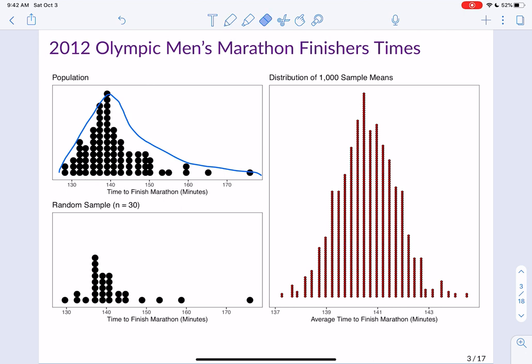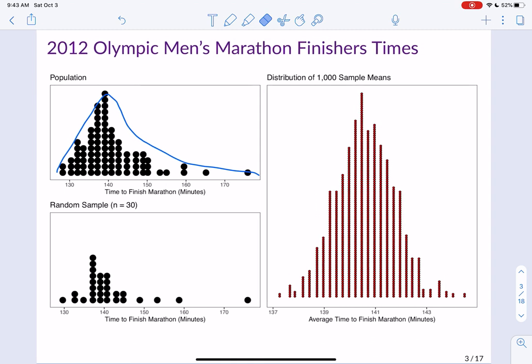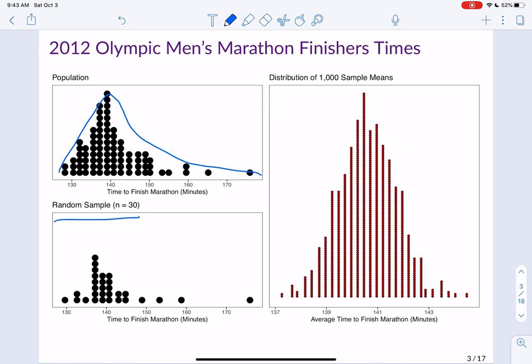Below the population, imagine that for some reason we didn't have access to all 87 men's times. Now, this example seems a little contrived because this would be something where we could have the entire population. But just imagine instead of collecting data on all 87 men, we just recorded the times of 30 random men. This is their finisher's times in the plot at the bottom. This is our random sample. We can see that it includes both the slowest and the fastest man who finished the marathon. It seems to look somewhat similar to the population, but not necessarily. With such a small sample, do you expect it to look exactly like the population?